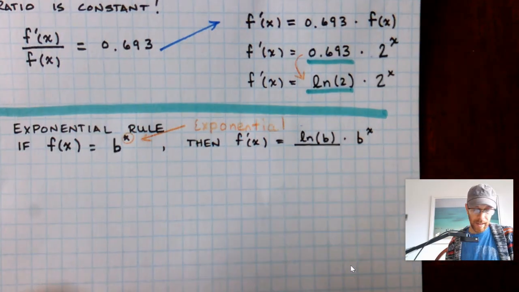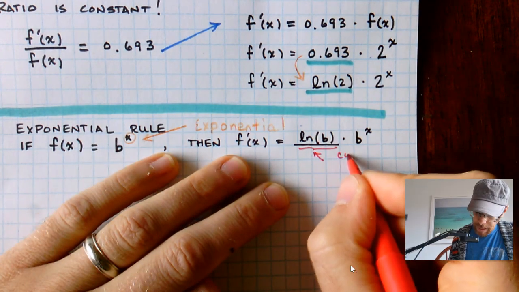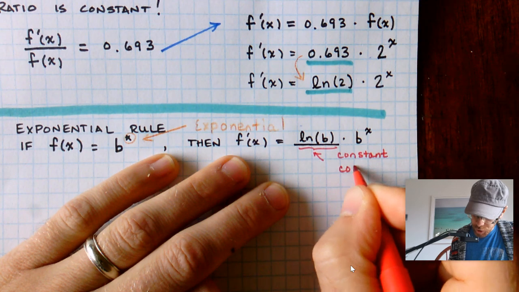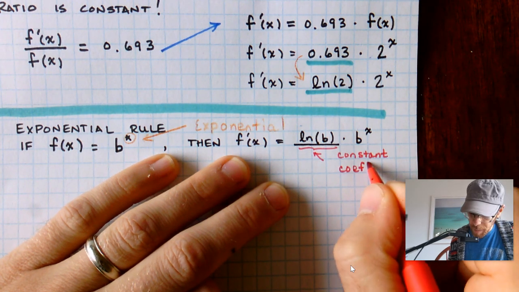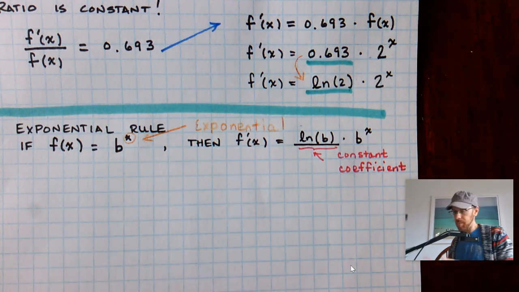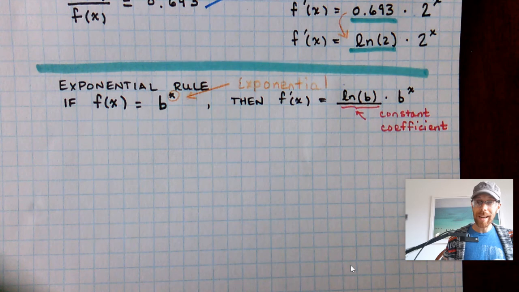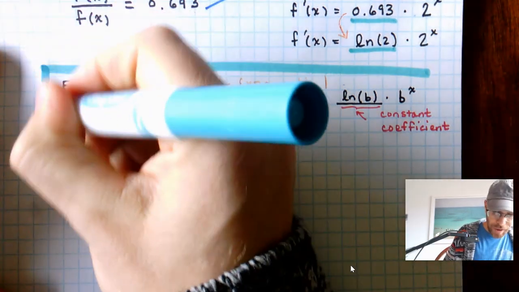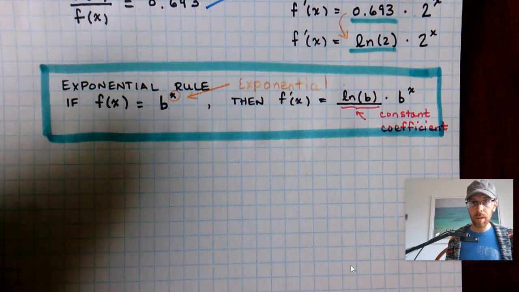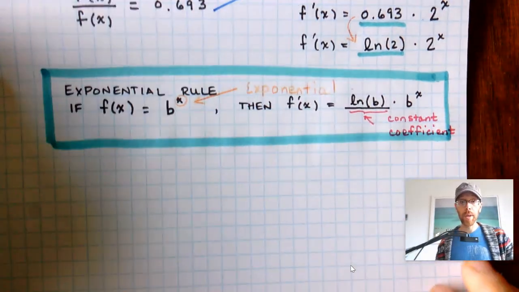I really want to emphasize that last piece of what I said right there, that this right here is a constant coefficient. It's a number. So there it is, folks. There's the exponential rule. You can add that to your library of rules that you know, along with the power rule and the chain rule and those trig rules.